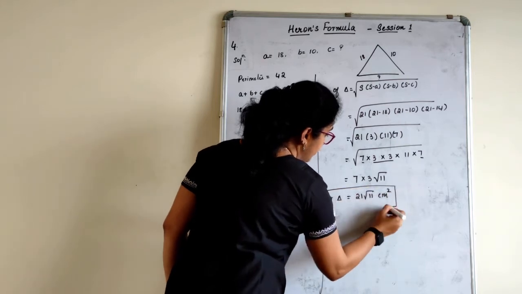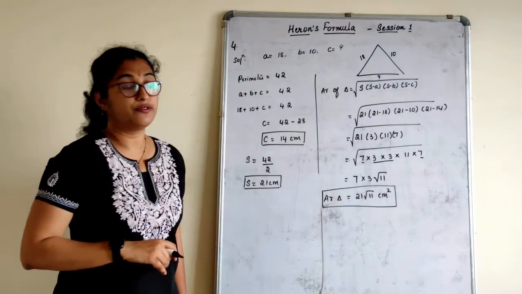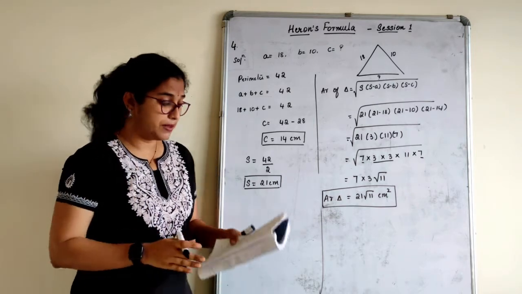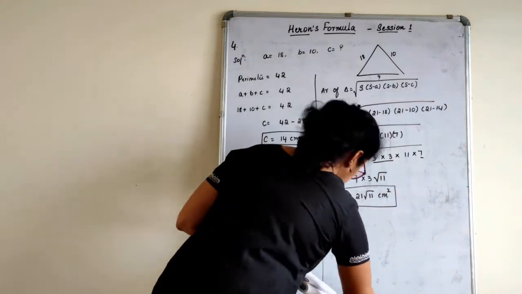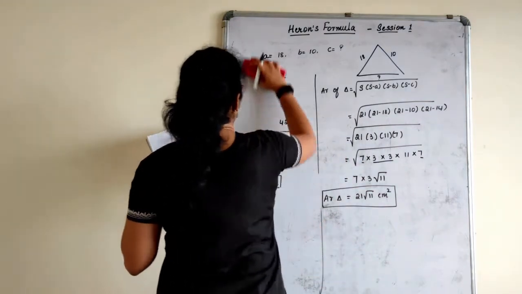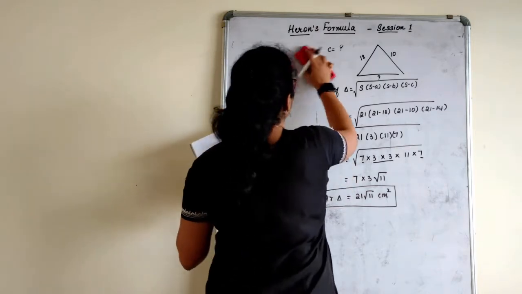Again, units are very important to write. Suppose if they give you the value of root 11, you can find it, otherwise keep it as it is. Quickly, we'll go to the next one, the fifth one. A very small exercise.